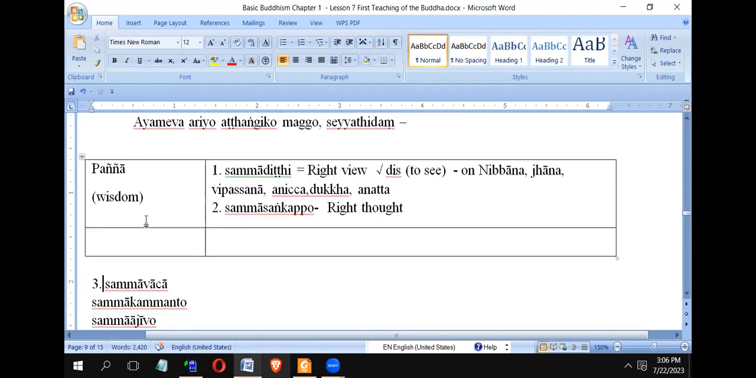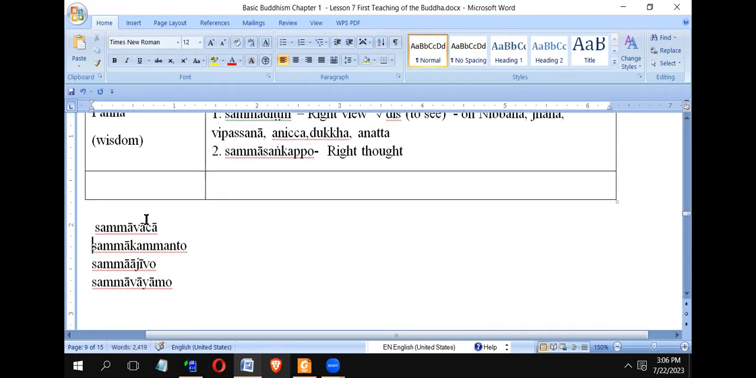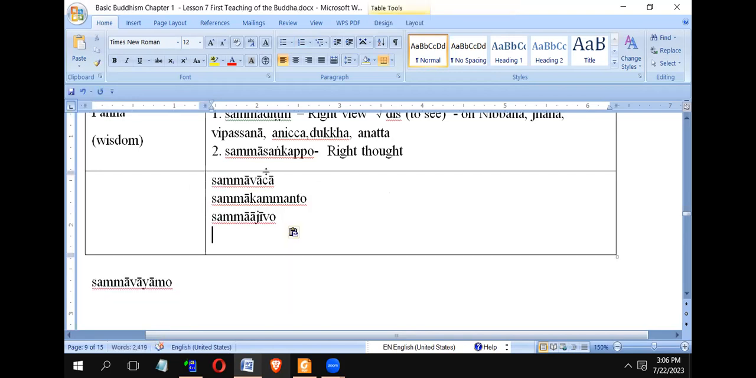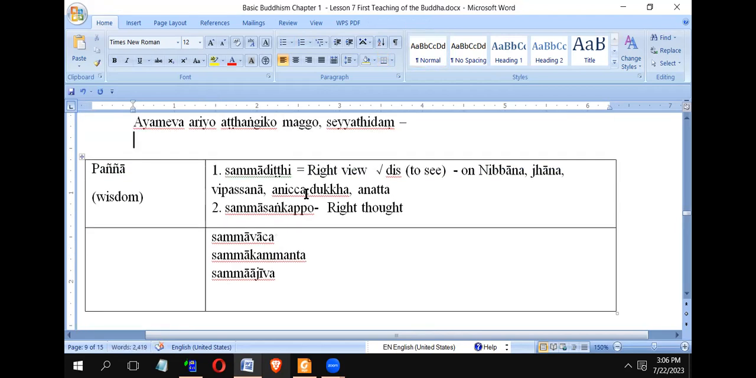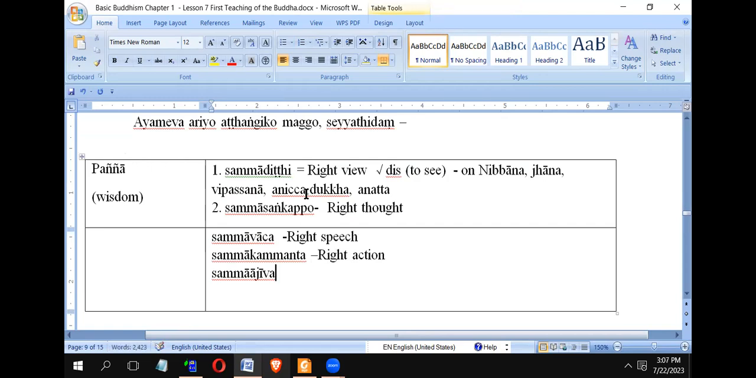Then you have Samavacha, Kamanta, Samajiva. All these are with the nominative, but in Pali, in this one, you don't need the nominative, you just take out the A, right? Samavacha. So how do you translate Samavacha? Right speech. Then right action. Right livelihood. Okay.